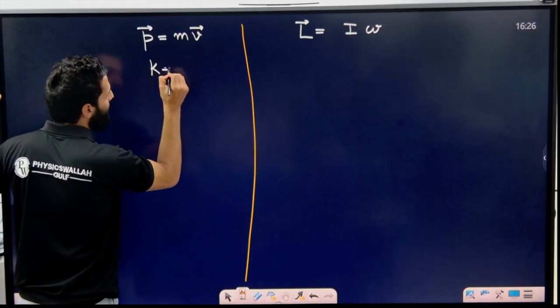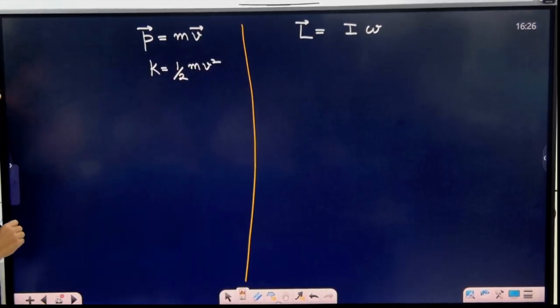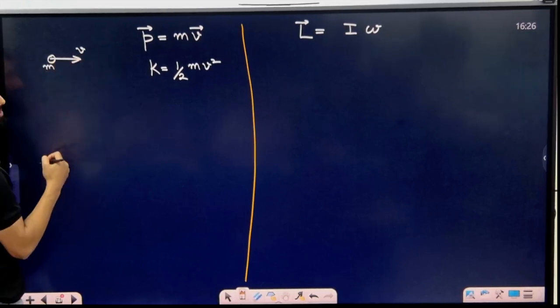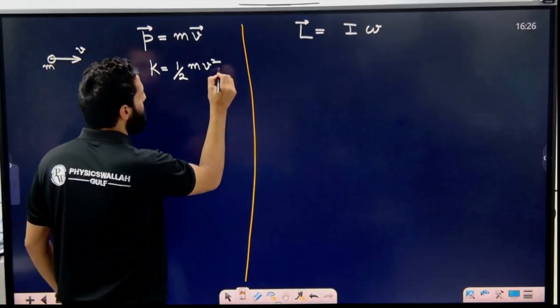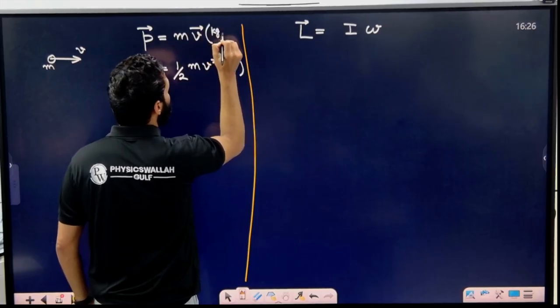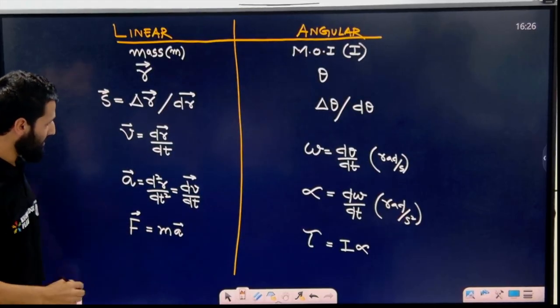How do I write kinetic energy? Half m v square. This is linear kinetic energy. If an object is traveling in a linear path with velocity v, mass times velocity square divided by 2 will give kinetic energy. What is the unit of kinetic energy? Joules. What is the unit of linear momentum? kg meter per second.